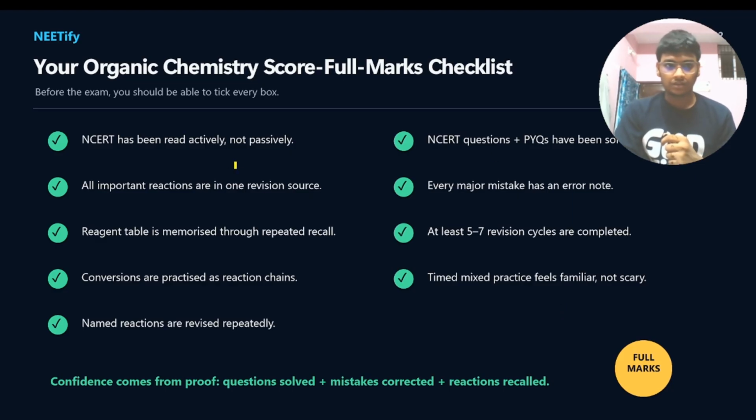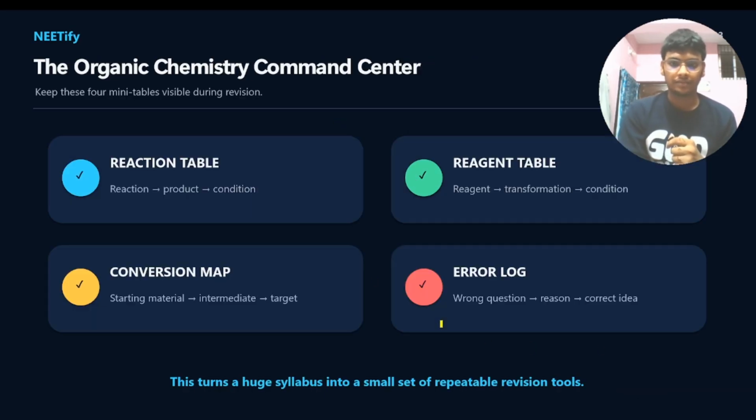If you have completed it, just mark this. This is the checklist I have given to you. And that's all about this. So make the reaction table, make the conversion map, make the reagent table, and the error log is very, very important.